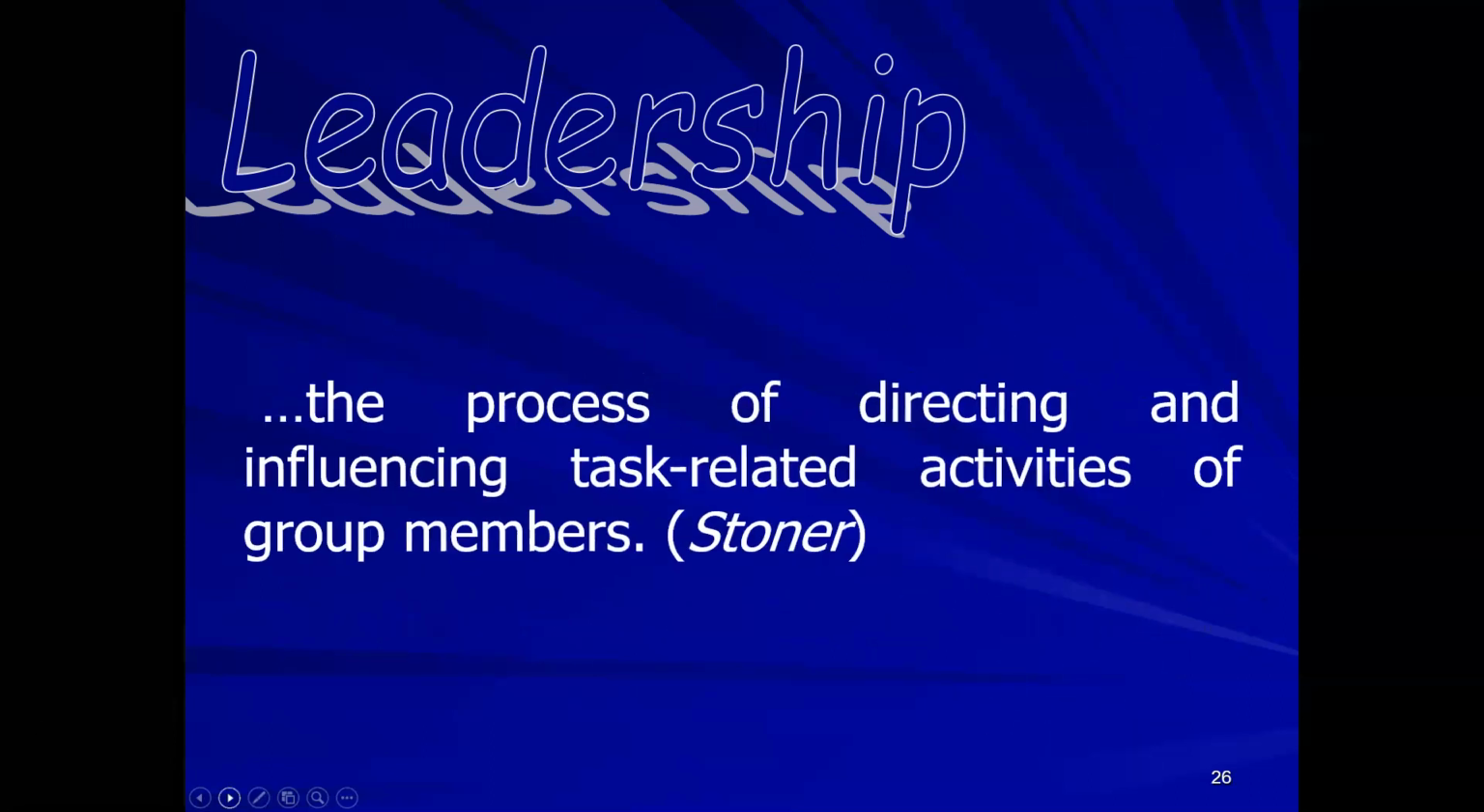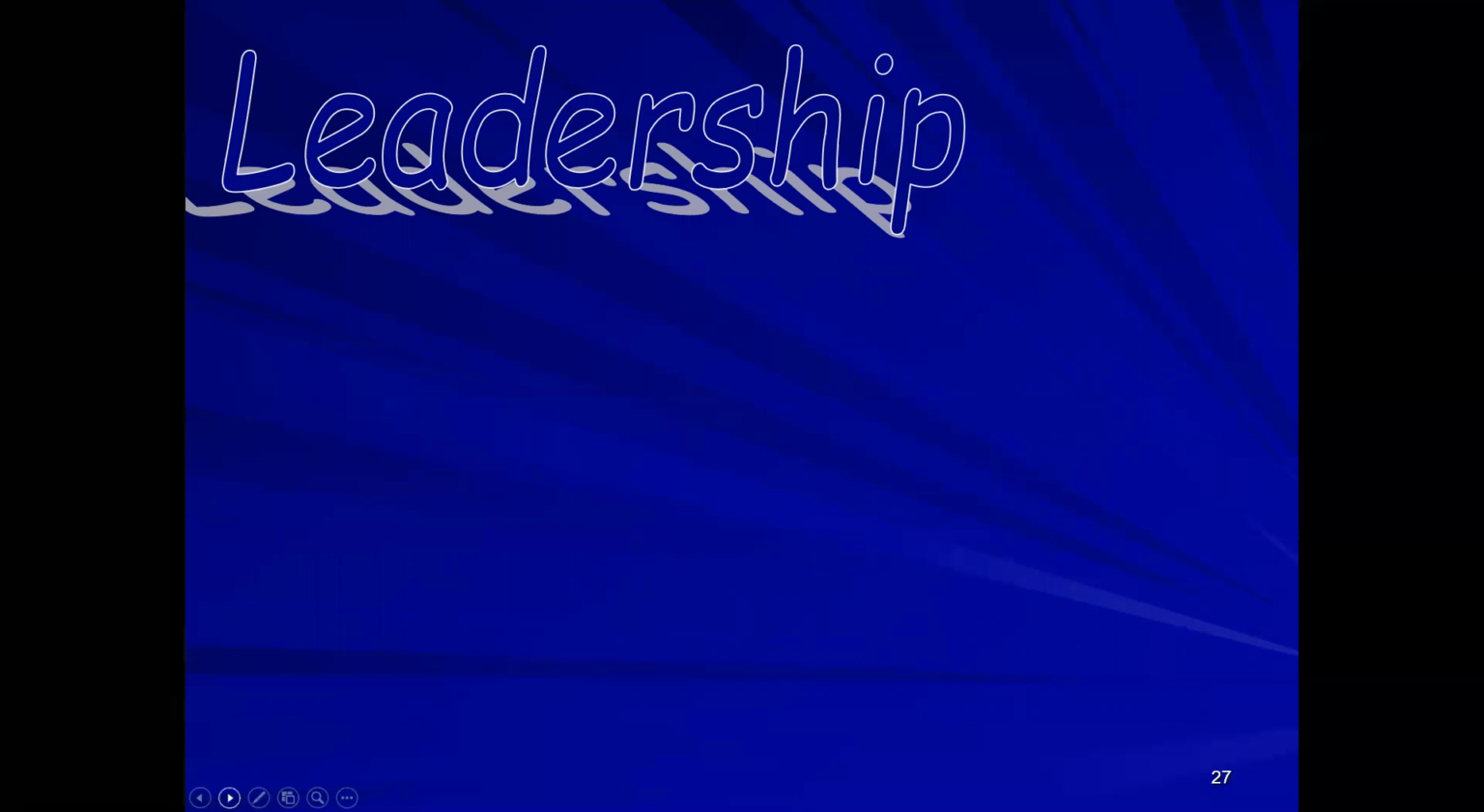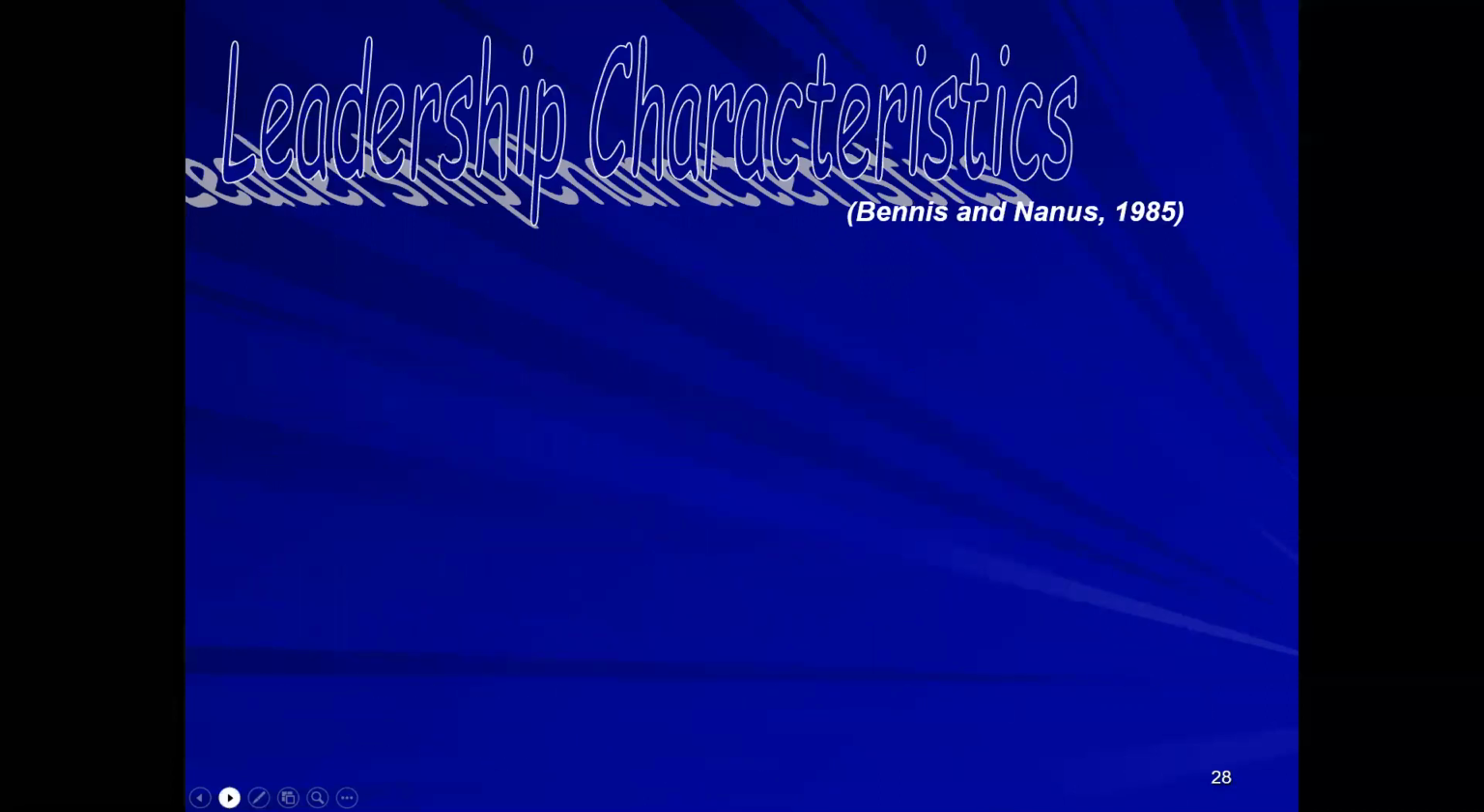Another definition coming from Stoner is that leadership is the process of directing and influencing task-related activities of your group members. So somehow you are treating yourself as a remote control, directing or influencing your robots to move, to act, or to contribute something in that certain institution. Ayan, ang daming definition ng leadership.